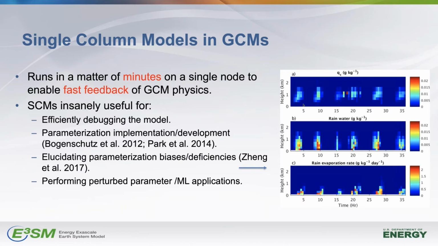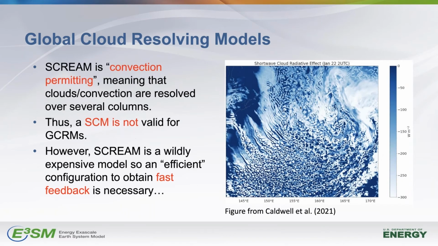E3SM has a single column model, which is great. However, SCREAM, which is far more expensive than E3SM, does not have a single column model. So why is that? Because SCREAM is a convection permitting model, this means that clouds of convection are usually resolved over several columns. SCM assumes that all cloud processes are subgrid scale, as they typically always are for 100-kilometer models, such as E3SM. Therefore, a single column model is not valid for a global cloud resolving model, such as SCREAM.